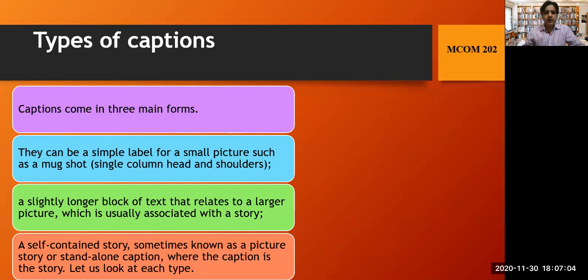Captions come in three main forms. They can be a simple label for a picture, such as a mugshot; a slightly longer block of text that relates to a larger picture, which is usually associated with a story; and a self-contained story, sometimes known as a picture story or standalone caption, where the caption is the story. So let's look at each type of them.